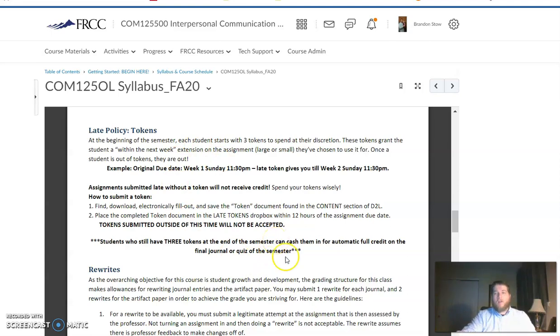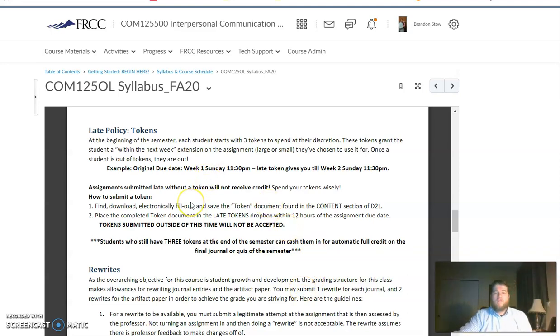These late tokens help a lot in shifting time, and there's no point penalty for using a late token. You use them at your discretion. You can use them to do a quiz. You can use it on the artifact paper. You can use it on a journal. You can use it for a discussion. Whatever you would like to do.